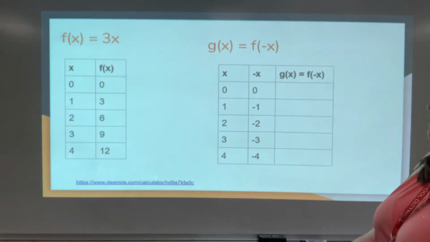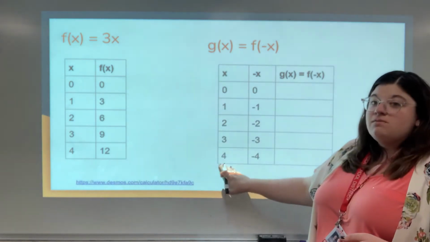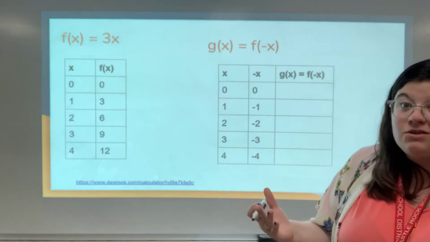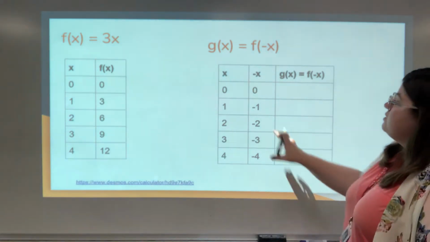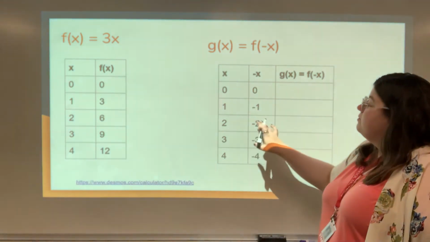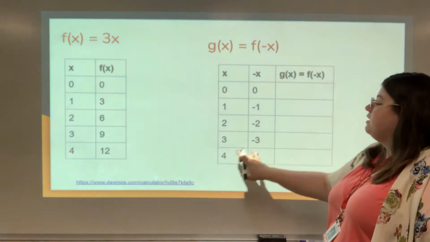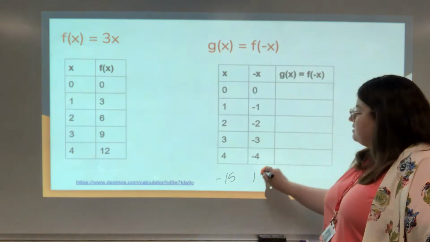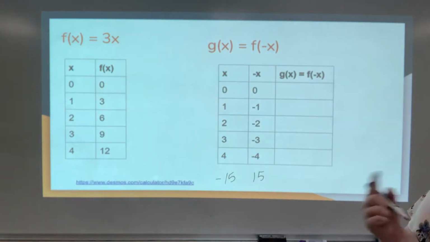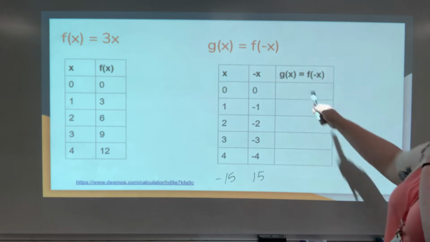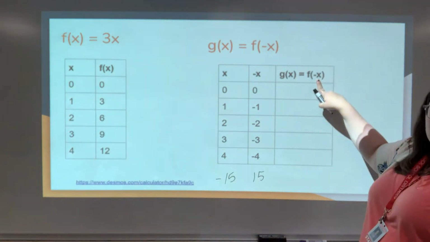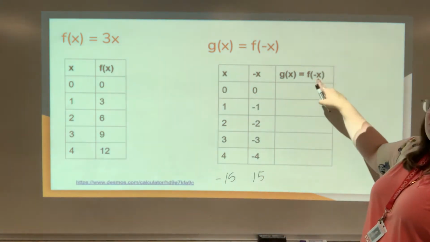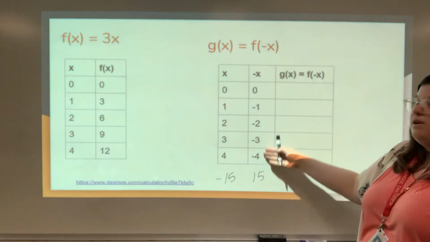So what would that look like? Here's my original inputs. I need to change the input to be negative x. So now everything just turns to the opposite of itself. So 1 becomes negative 1, 2 becomes negative 2, 3 becomes negative 3, and so on. Negative 15 would become positive 15. Again, just taking the opposite of it. And then g of x says, all right, awesome. You took negative x, you made all of your inputs negative. Now, just apply the function to these new inputs.